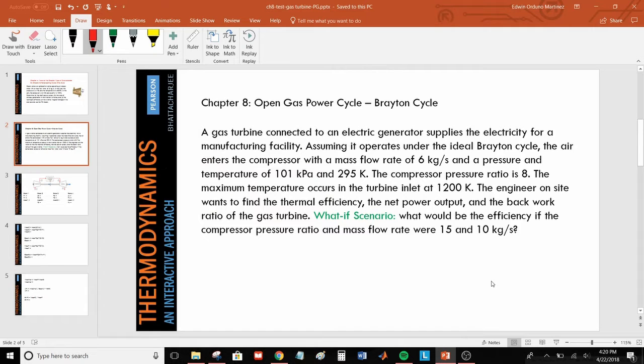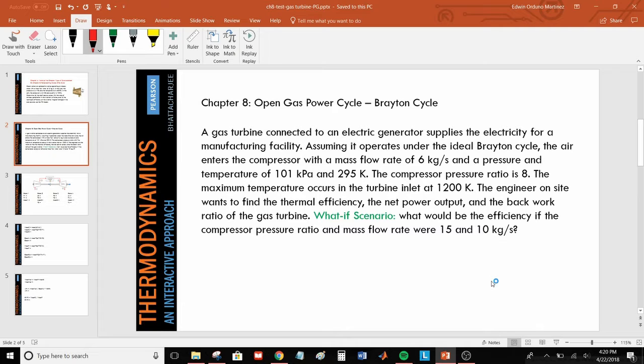Hello, today I'll be solving a gas turbine problem from Chapter 8. A gas turbine connected to an electric generator supplies the electricity for a manufacturing facility. Assuming it operates under the ideal Brayton cycle, the air enters the compressor with a mass flow rate of 6 kilograms per second and a pressure and temperature of 101 kPa and 295 Kelvin.